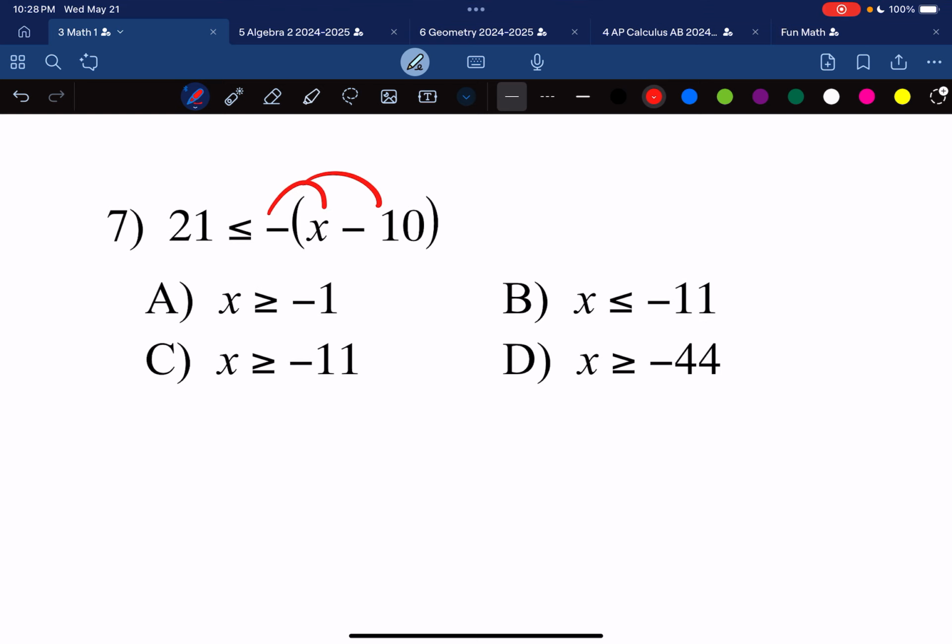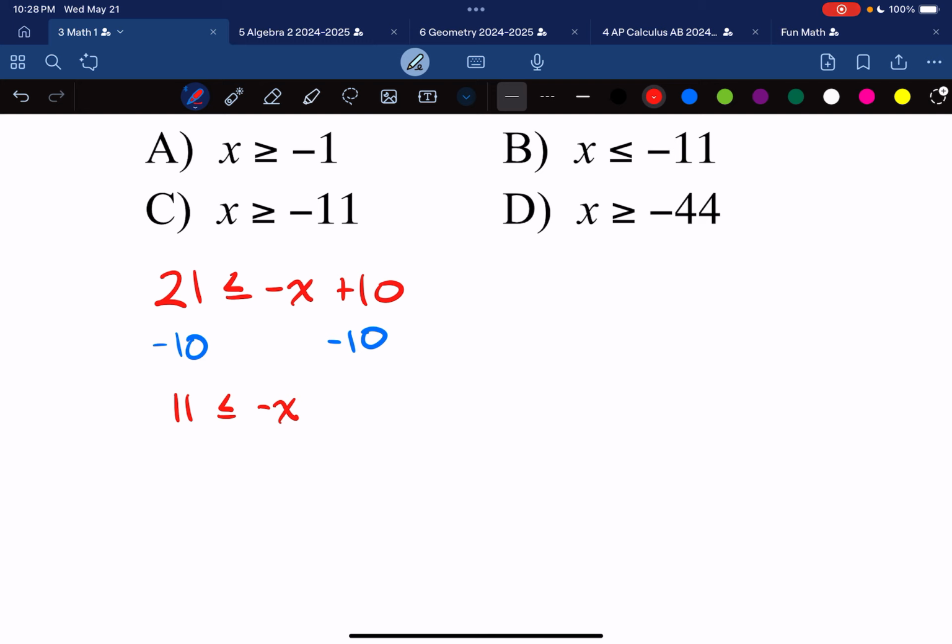So after that distribution, the 21 stays behind, the less than or equal to stays behind. I have not done anything to both sides. I'm just working on one side. I now have a -x and a +10. I need to solve for x. I'm going to subtract 10 on both sides, giving us an 11 on the left-hand side and a -x on the right-hand side. I still need to get rid of a negative.